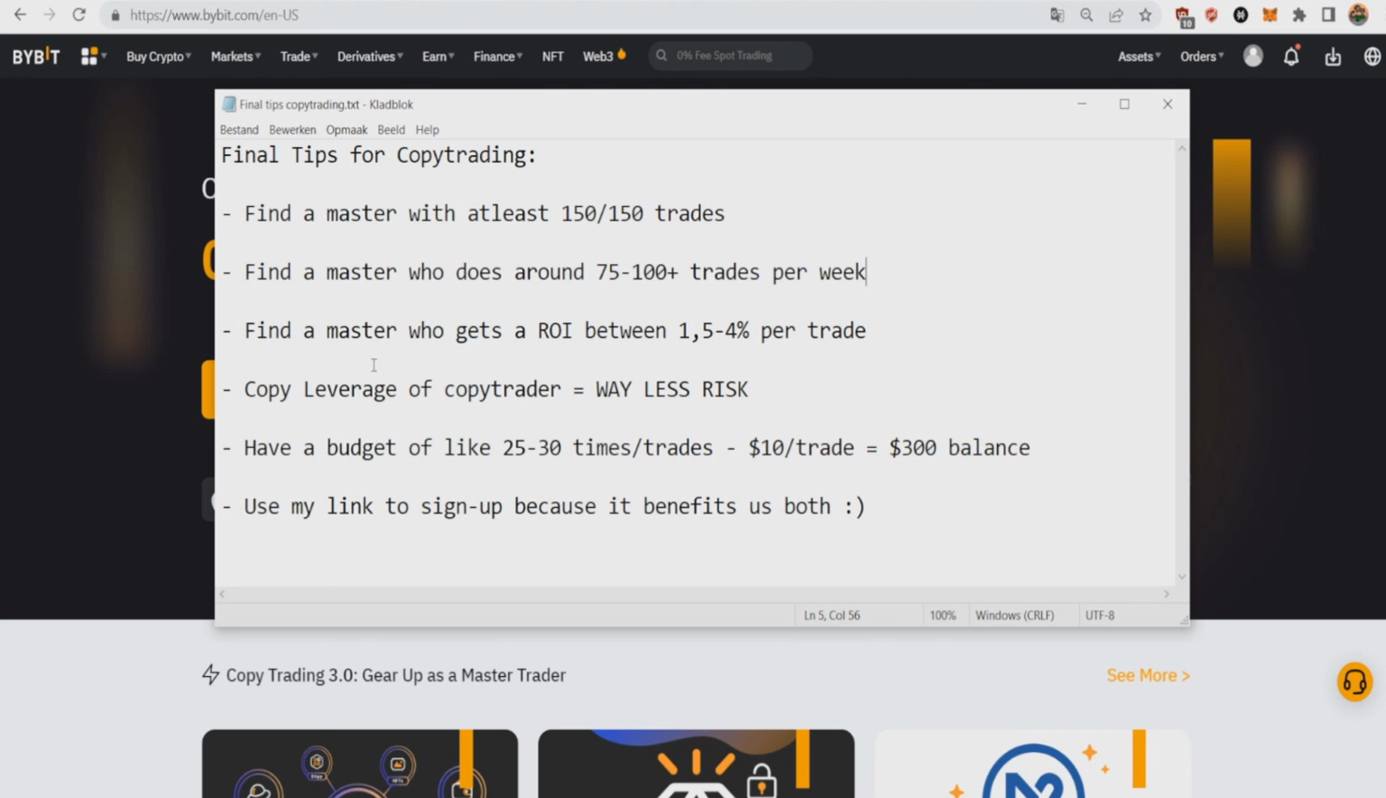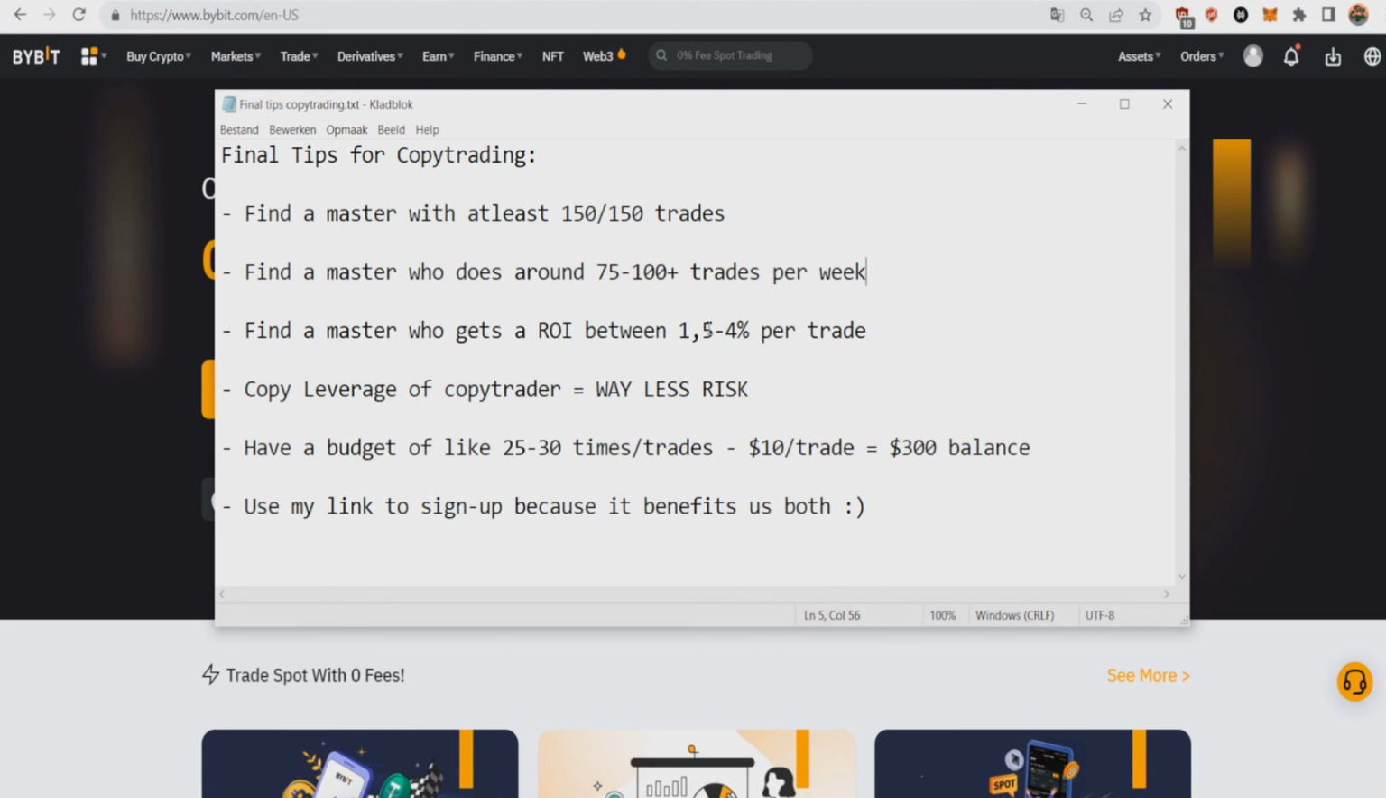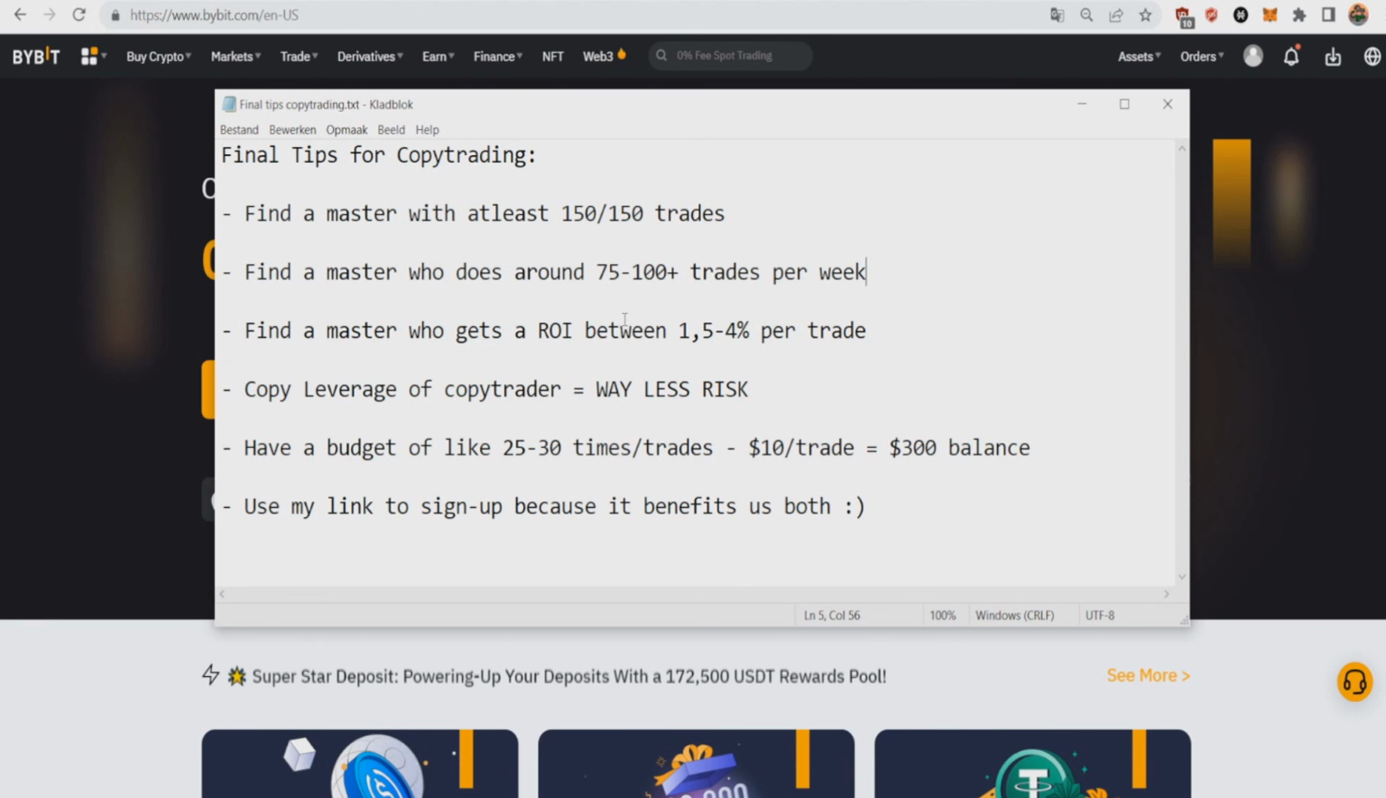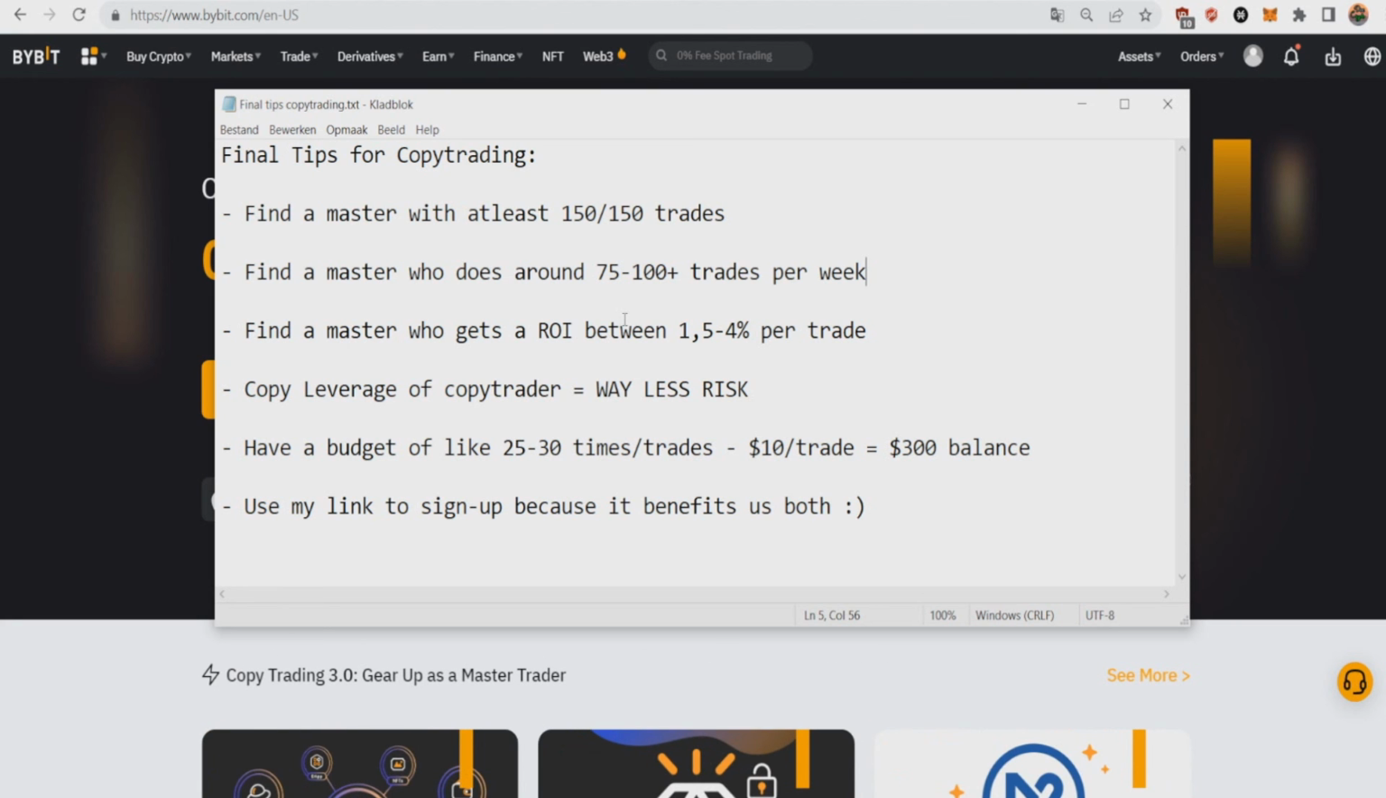Then find a master who gets on the 30 to 90 days between 1.5 and 4% per trade, which is huge, guys. Like a lot of people come to me like, Doc, this is not a lot of money you can make. Then they start doing this for 2-3 weeks and they're like, damn, Doc, I was wrong. 4% return of investment is amazing. It just depends on how many trades.